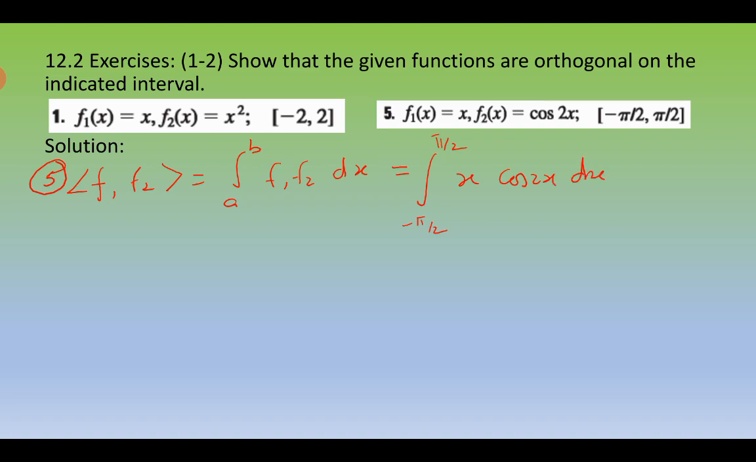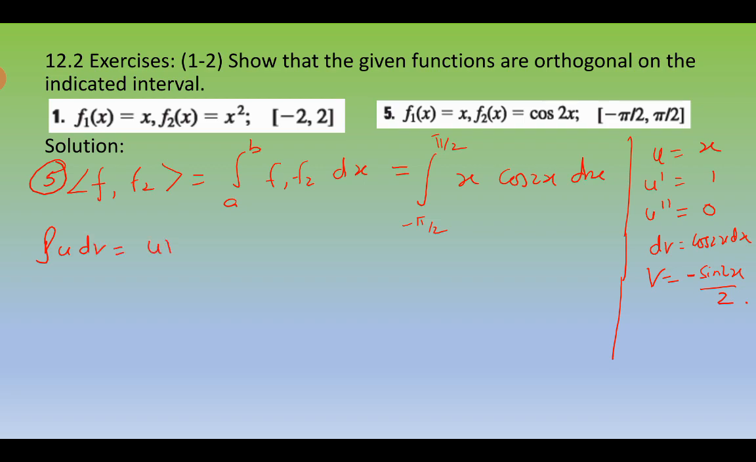Good. You can choose integration by parts. So take u equal to x, so u prime is 1, u double prime is 0. dv is equal to cosine 2x dx. v, the integration of cosine 2x, will be sine 2x over 2. So we use the formula: integral u dv is equal to uv minus integral v du.